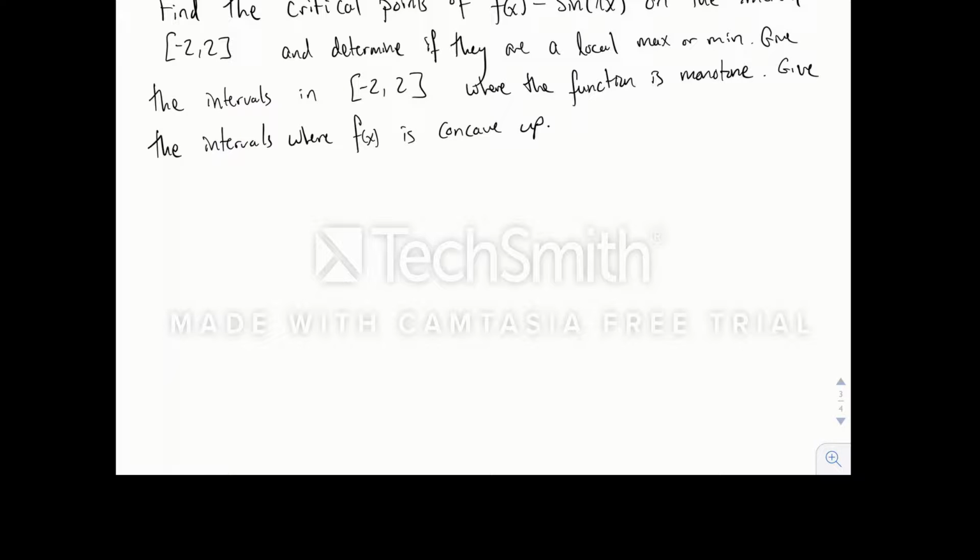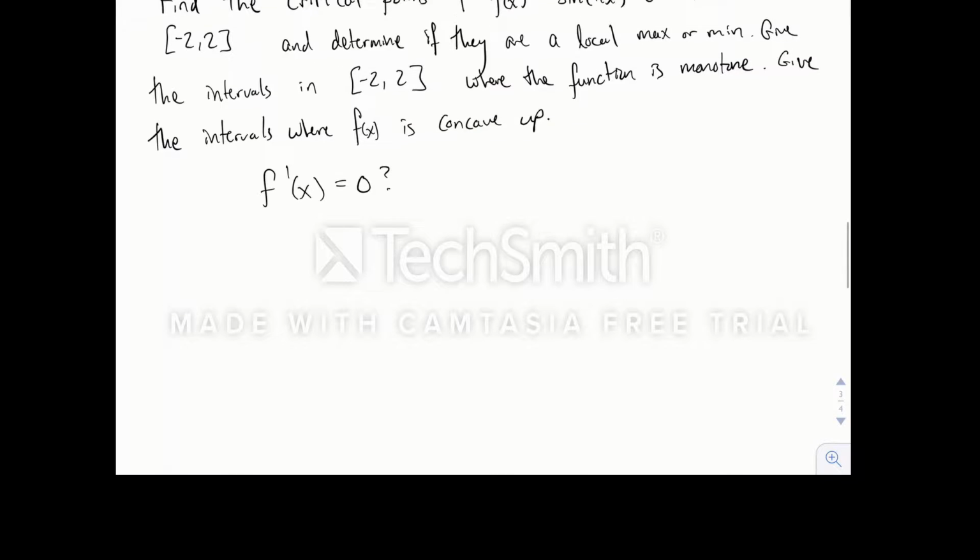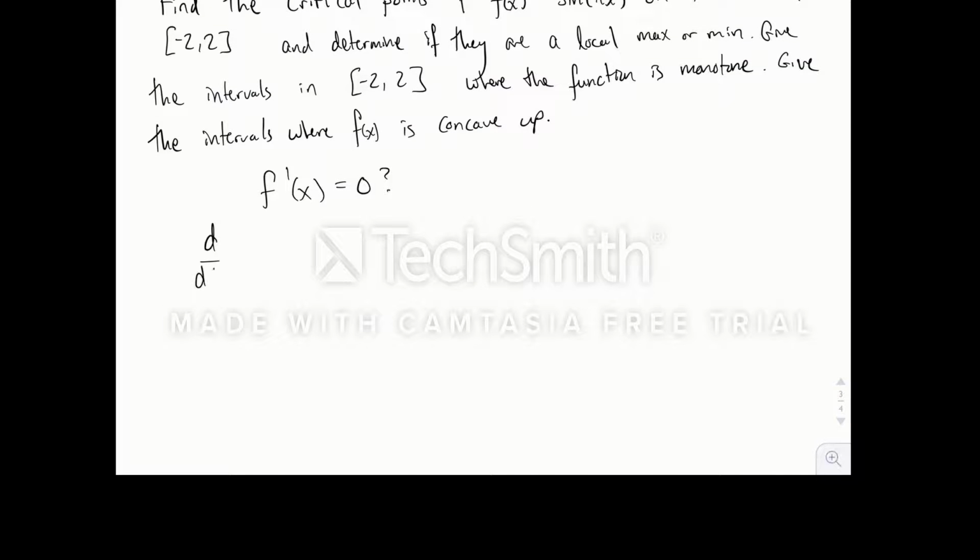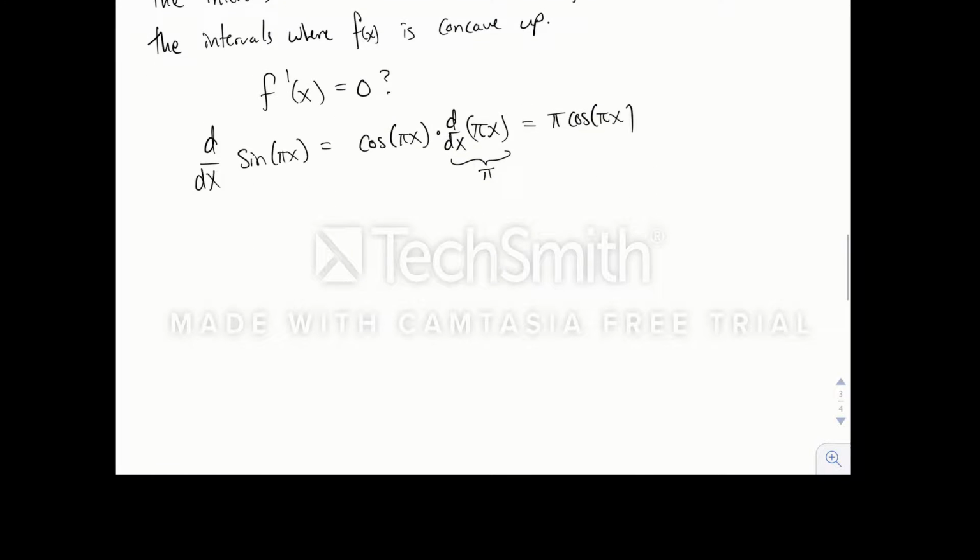So remember, finding the critical points means we want to find where f prime of x is equal to 0. Start by taking the derivative. The derivative of sine of pi x is cosine of pi x times the derivative of pi x by the chain rule, which is pi. So we have pi cosine of pi x. This is what we want to set equal to 0.